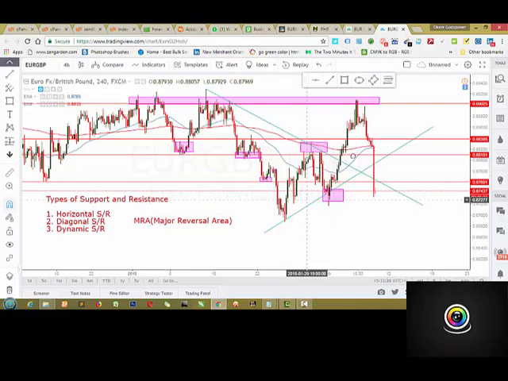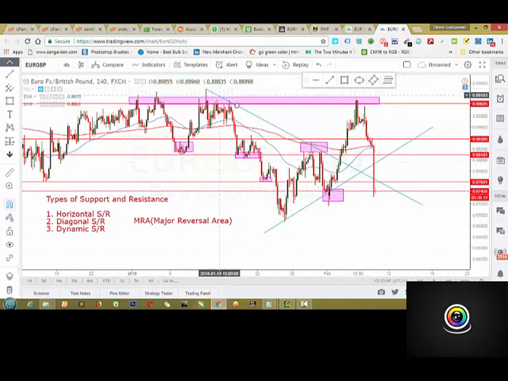The first time we had a break of this trend line was here. This was when the market broke this trend line, and this was as a result of a news event. So this is what we call a diagonal support and resistance identified with a trend line.